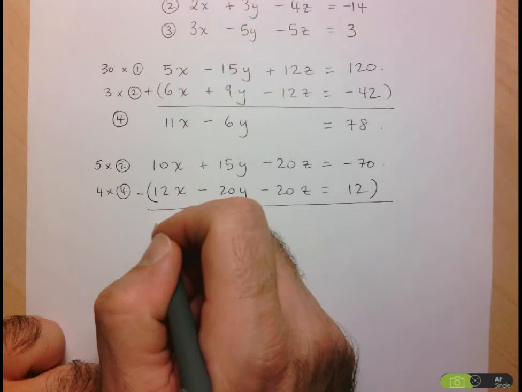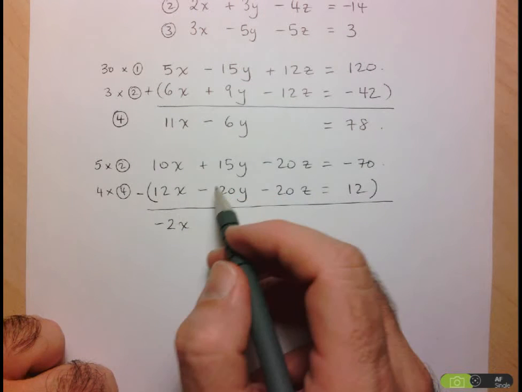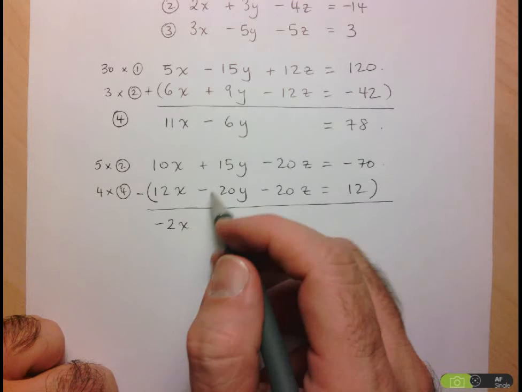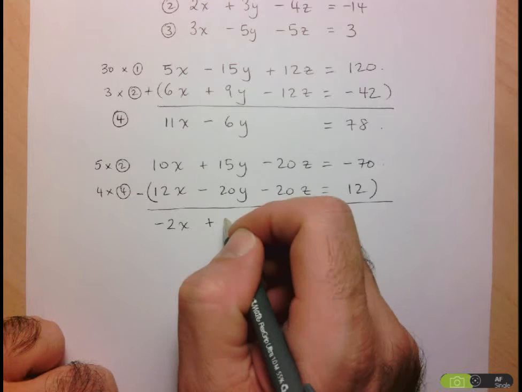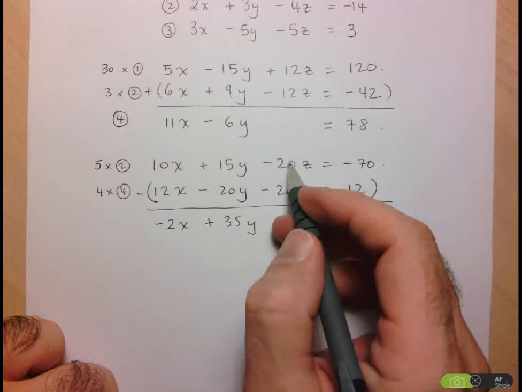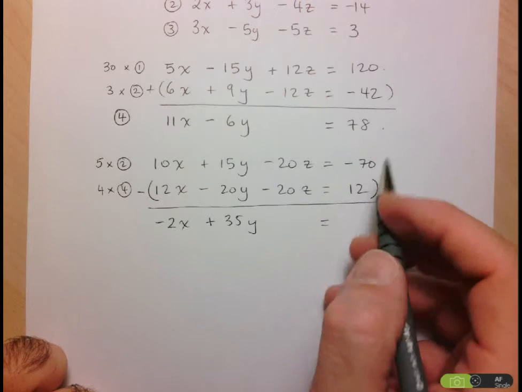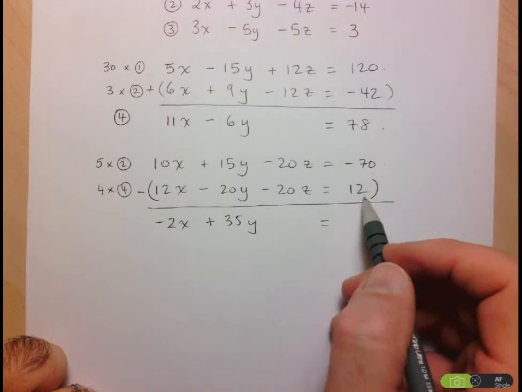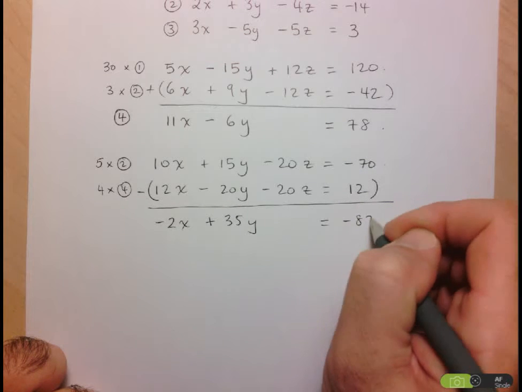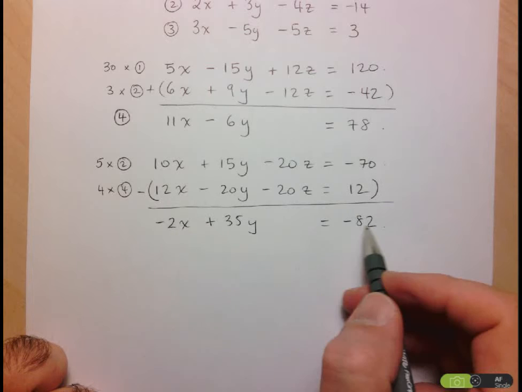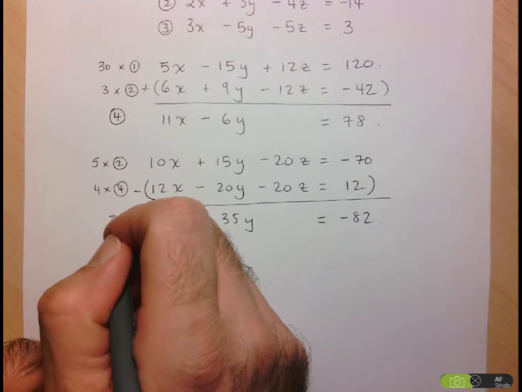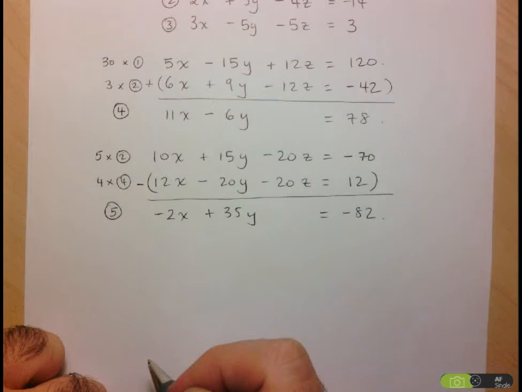10 minus 12, so negative 2x. 15 minus negative 20, so that's 15 plus 20, so that's 35y. These subtract to 0. And here we're left with negative 70 minus 12, so that's negative 82. Okay, and since we'll be using this equation, I'm going to give it its own name. Let's call that equation 5.